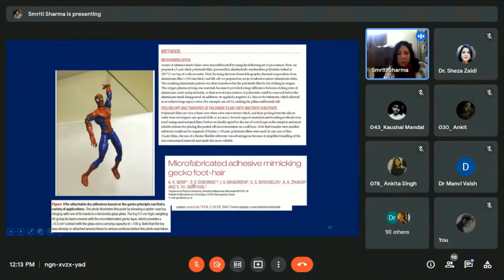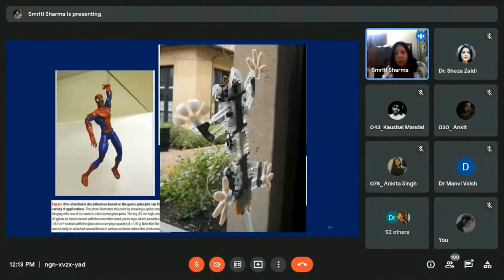For example, this paper, please see, microfabricated adhesive mimicking gecko foot hair. If we have that kind of thing, then the concept of Spider-Man would be a reality. Just think about it. It will have implications for the army. You will have soldiers who could actually walk on the walls. Just imagine that. It's not something to be laughed at. It can be a reality. We have papers. This kind of machine can be designed.